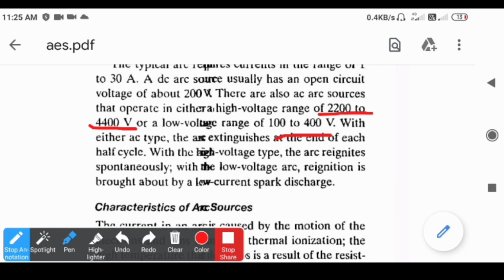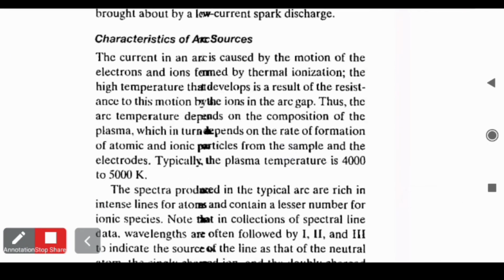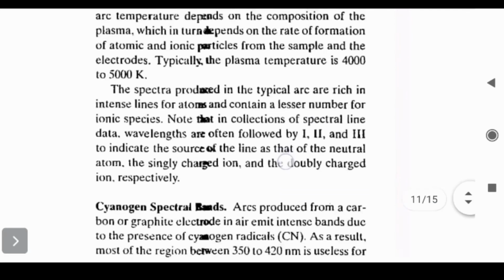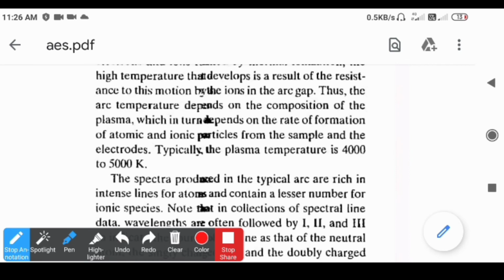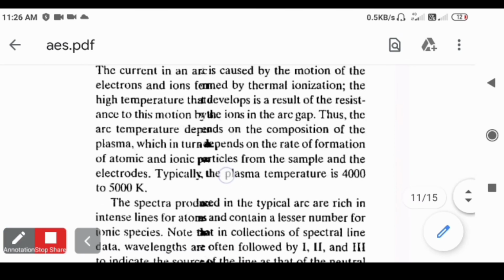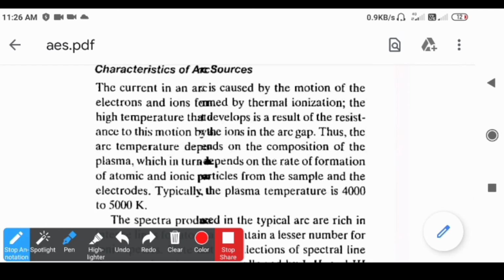Okay, so that is the principle of our arc sources. For generation of an arc there are two methods. So next, what are the general characteristics of our arc sources?